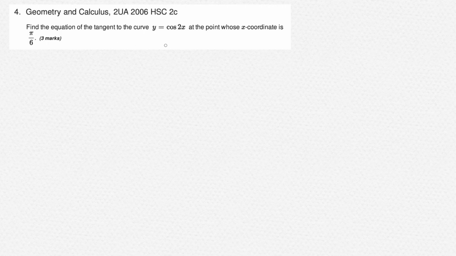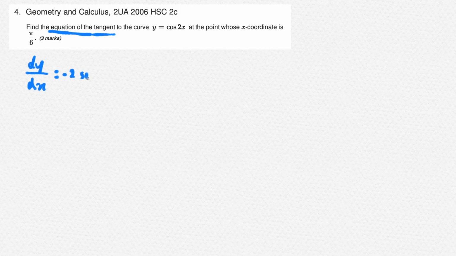On to our next question. Find the equation of the tangent to the curve y is equal to cos 2x at the point whose x coordinate is pi over 6. So for these questions, to find the equation of the tangent, you must find the gradient function. To find the gradient function, we must differentiate cos 2x.